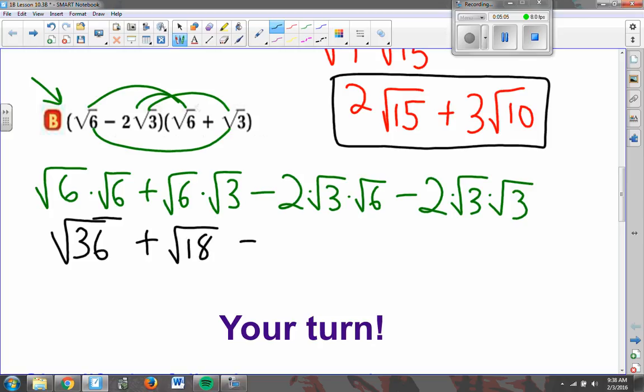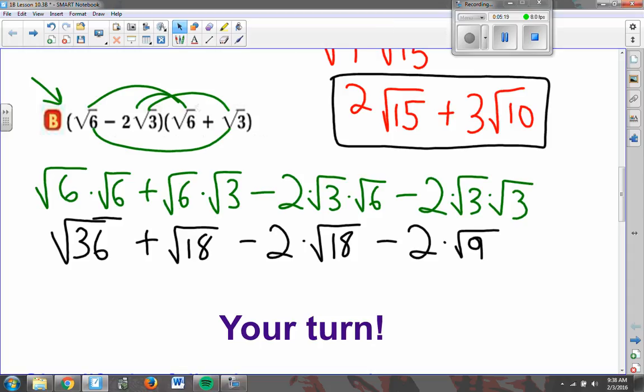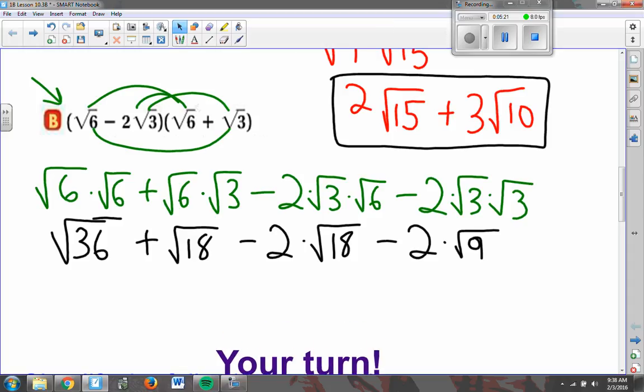Then the third term, I have 2 times a square root that I can put together. That's 18 as well. And then here I have 2 times the square root of 9. So let me give myself some more room here. And then combine the terms that I can combine, simplify the terms that I can simplify.